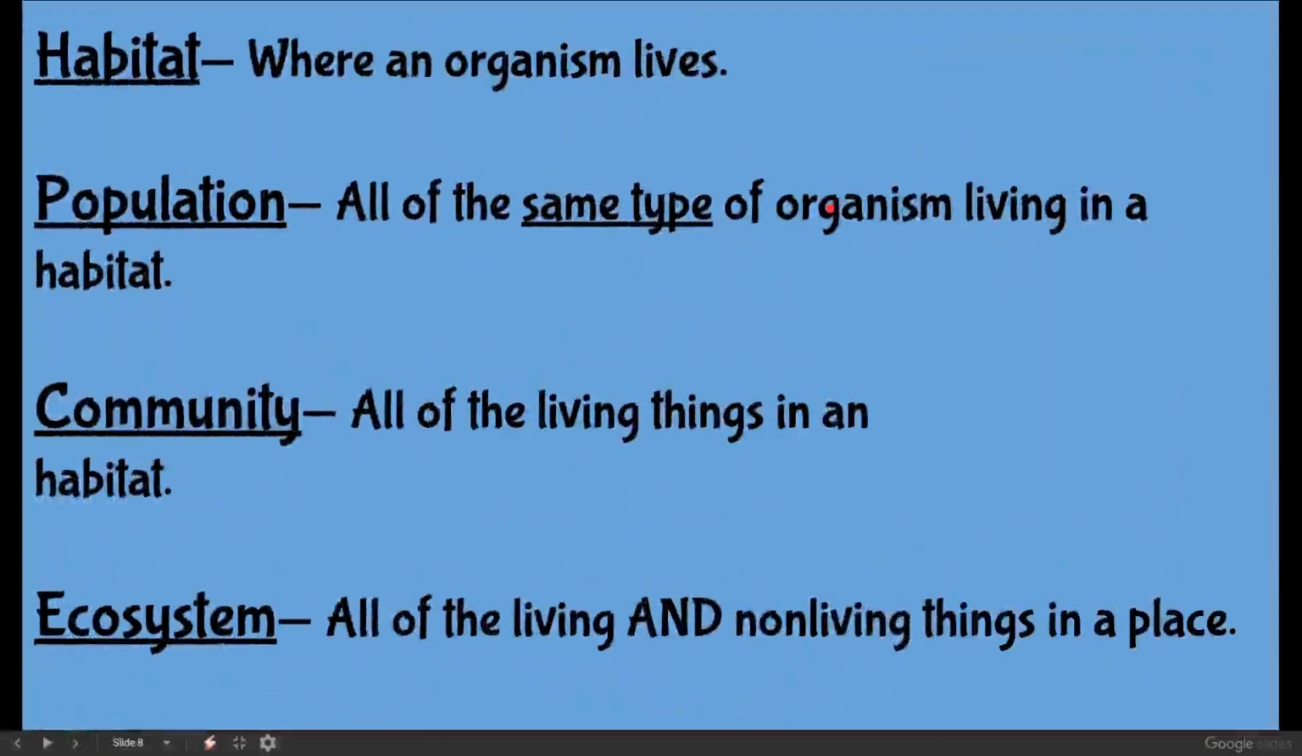On this last page here, I have just the definitions. A habitat is where an organism lives. Population, all of the same type of organism living in a habitat. Community is all of the living things in a habitat. And an ecosystem is all of the living and non-living things in a place.